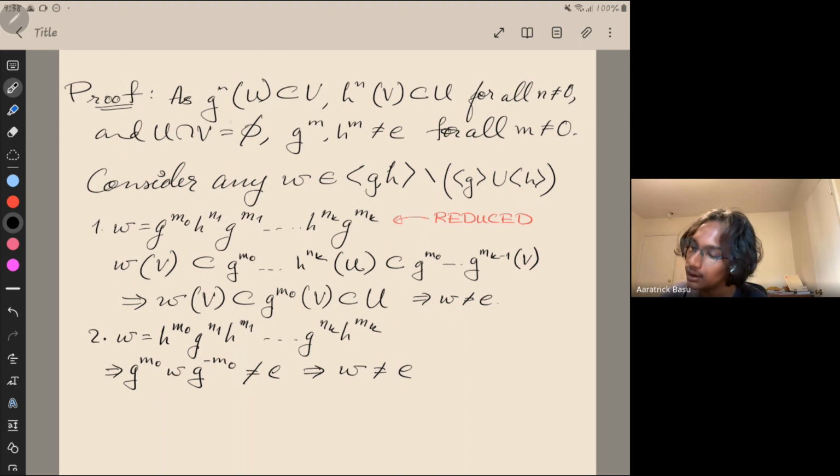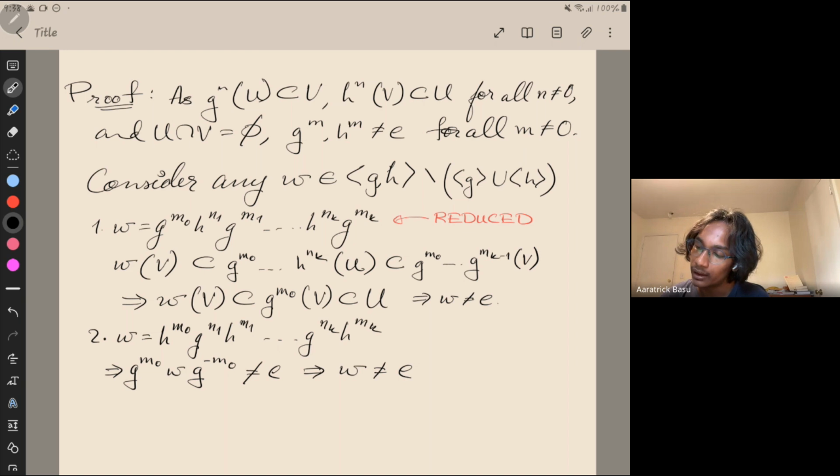So how do we start? First of all, notice that since G to the N pushes U inside V, and U and V are not the same, and they're non-empty and disjoint, this has to mean that G to the N is non-trivial. It cannot be the identity element, because an identity element cannot push something to something else. That's just not possible, because one of the axioms of a group action was that the identity is always assigned the identity map, right? And similarly, H to the N is also non-trivial for any non-zero power N.